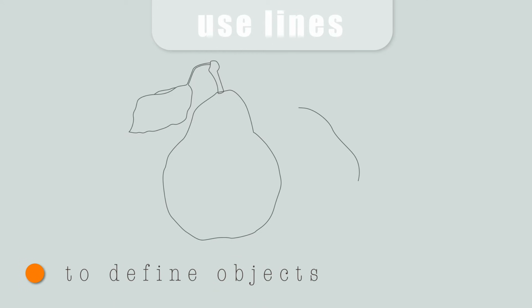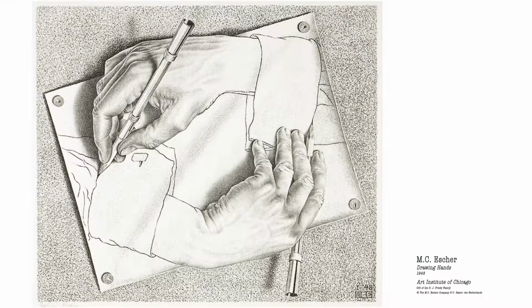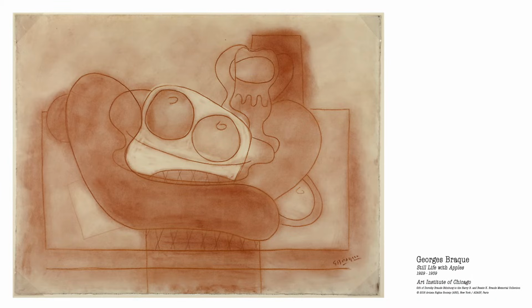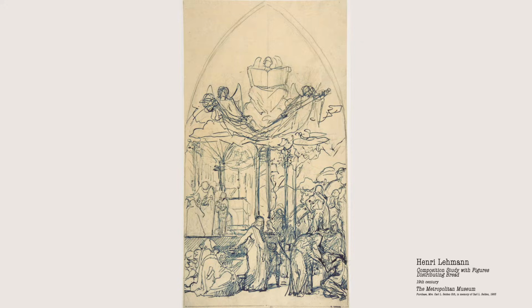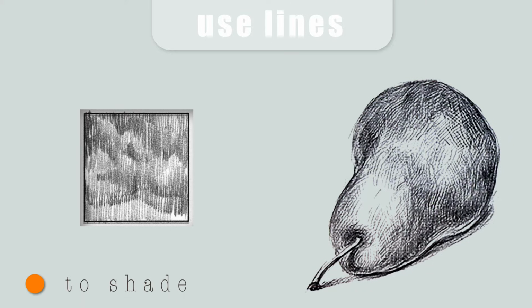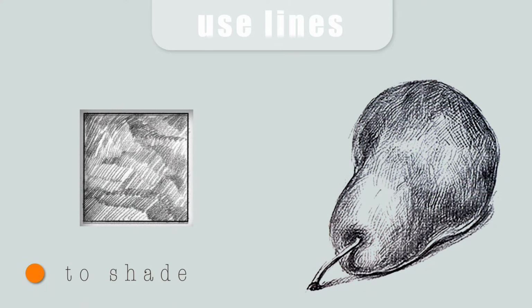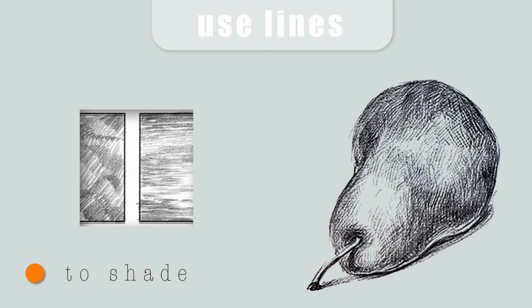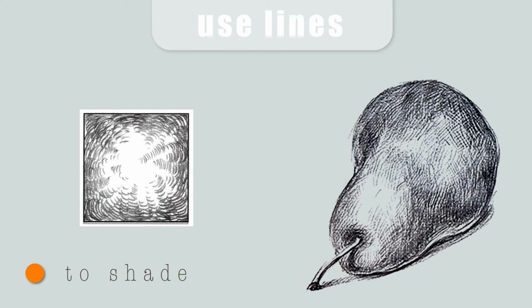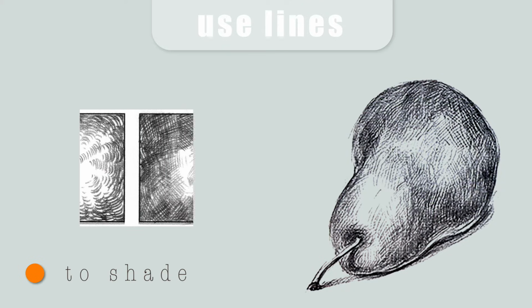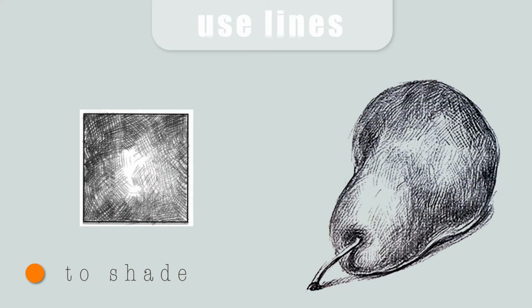We use lines to define objects in space, to outline shapes, or sketch thumbnails and plan a composition layout before painting. All shading techniques are based on the use of lines. Whether straight strokes are used or curved ones, parallel marks or cross-hatching, they are all using some kind of line drawing.